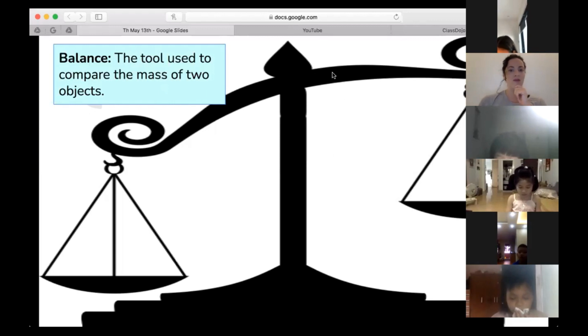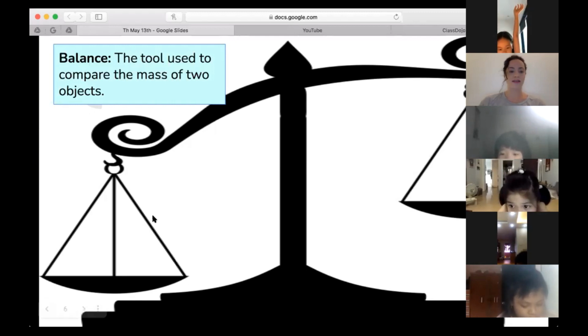Can someone repeat what I just said? What does the balance tell us and what does it not tell us? Misha? The balance tells us which tool is heavier and which tool is lighter. And what does it not tell us? Who remembers? That was very good, Misha. Let's give Misha a hand.